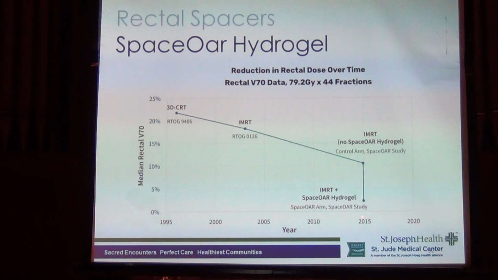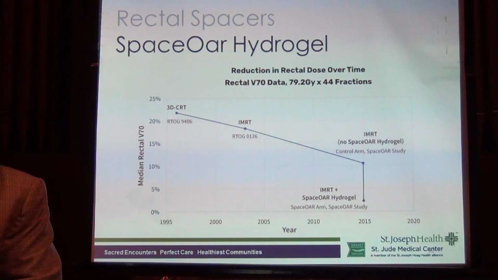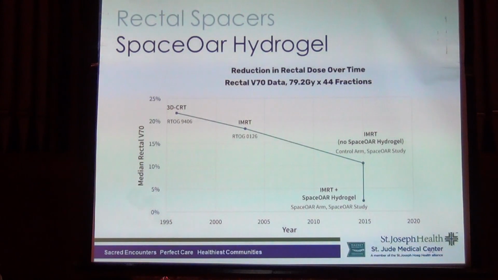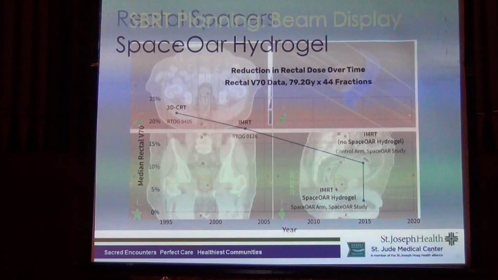What this has done, and we follow this graph, years ago this was 3D treatment back in the 90s. We went to IMRT. This is where we modulated the dose. We started to get less dose to the rectum. And then here is a sharp drop of dose to the rectum because we introduced this spacer. So this is a game changer in the radiation world. I use them on my 9-week IMRT patients, but almost all of my SBRT patients get it.